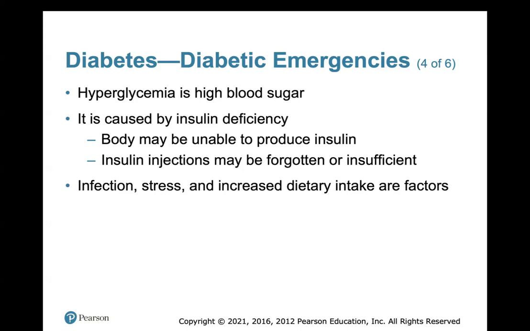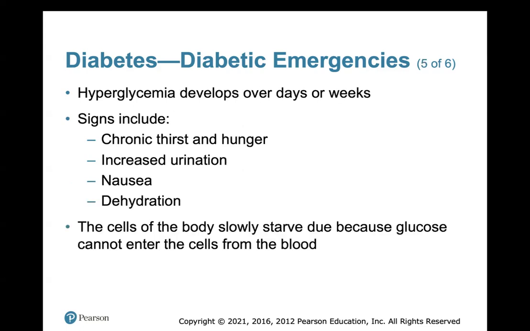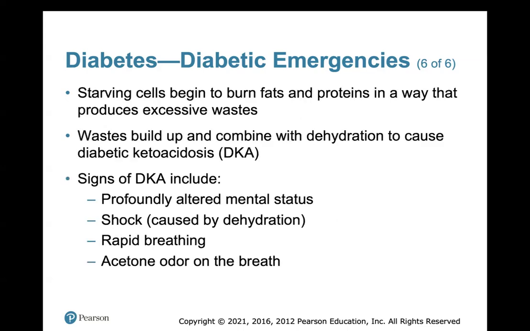On the flip side of that, you have hyperglycemia. So hyperglycemia is high blood sugar. It's usually caused by an insulin deficiency. Insulin injections may be forgotten or insufficient. Sometimes they may eat a whole lot and they forget to take their insulin. It happens all the time. Symptoms of hyperglycemia can include chronic thirst, hunger, increased urination, nausea, dehydration. Ultimately, they will start becoming altered as well.